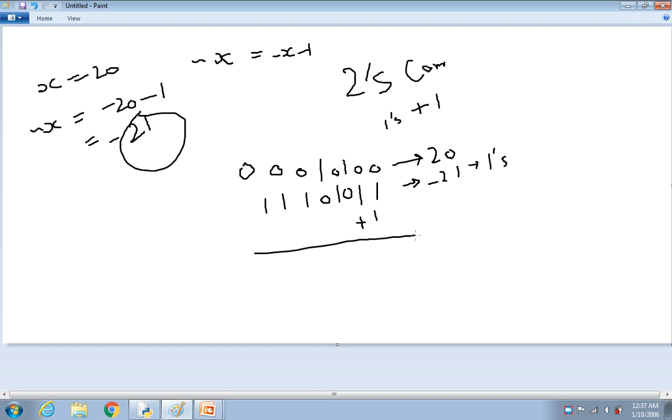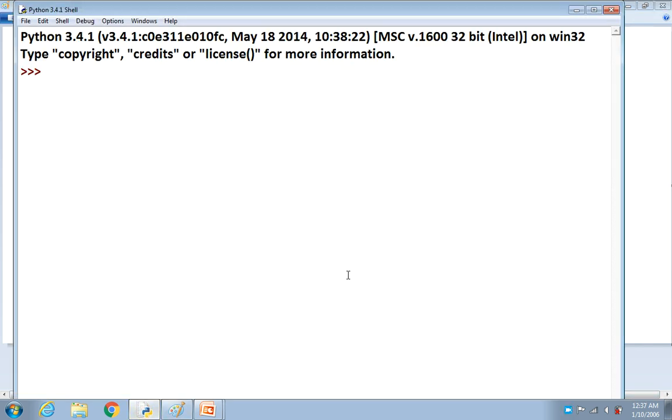This is plus 1. So you have to put 1 right here. This is also 1. This is 0. This is 1. This is 0. This is 1, 1, 1. This is your minus 21. So let's check this. Suppose I write x is equal to 20 and now I have to calculate the complement of x. This is coming minus 21, which we have just calculated.